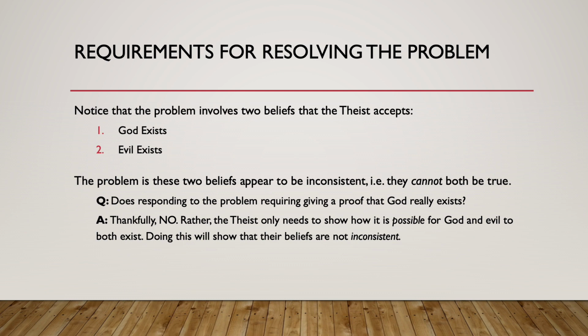The theist only needs to show how it's possible for both God and evil to exist at the same time. If they did that, they would show that their beliefs are not inconsistent. And so they would have defended themselves from this charge that their beliefs are irrational due to the inconsistency.